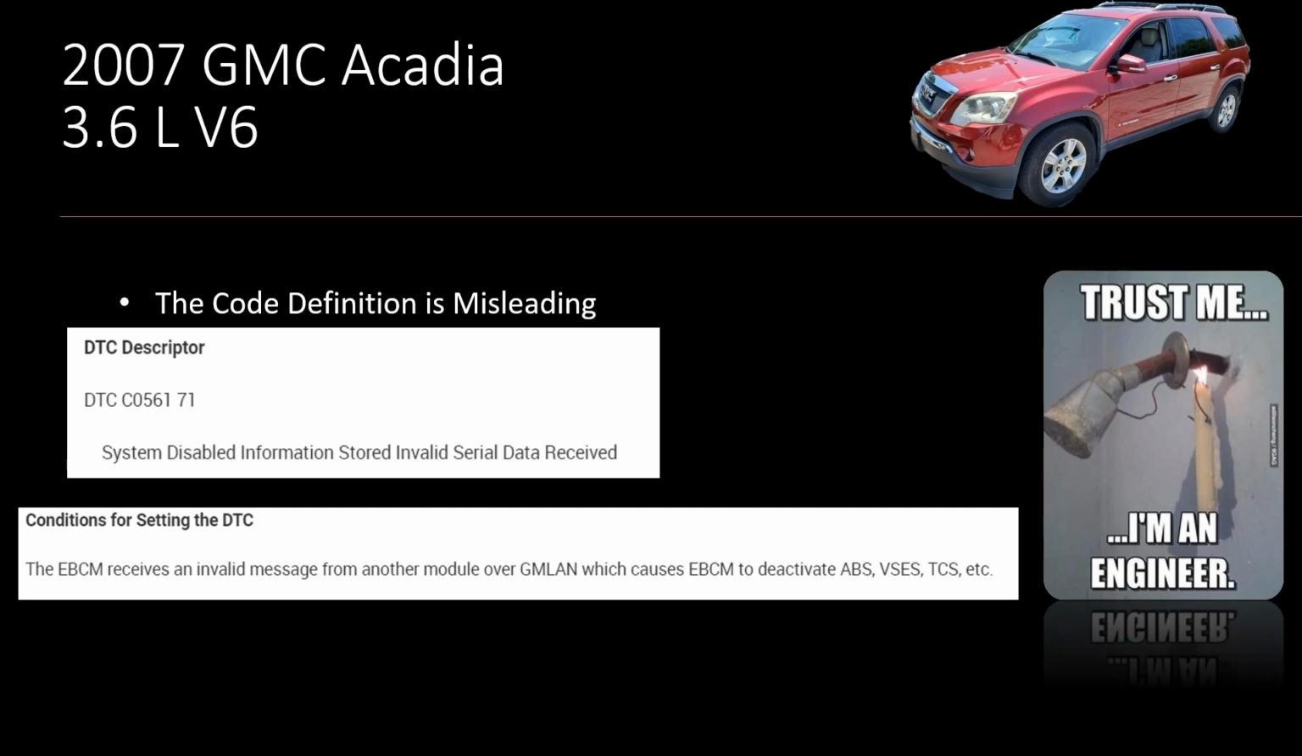I don't know why engineers chose the wording they chose for this code. In All Data it says, system disabled, invalid serial data received. Even when looking up code set criteria, it says the electronic brake controller received an invalid message from another module over the GM LAN.